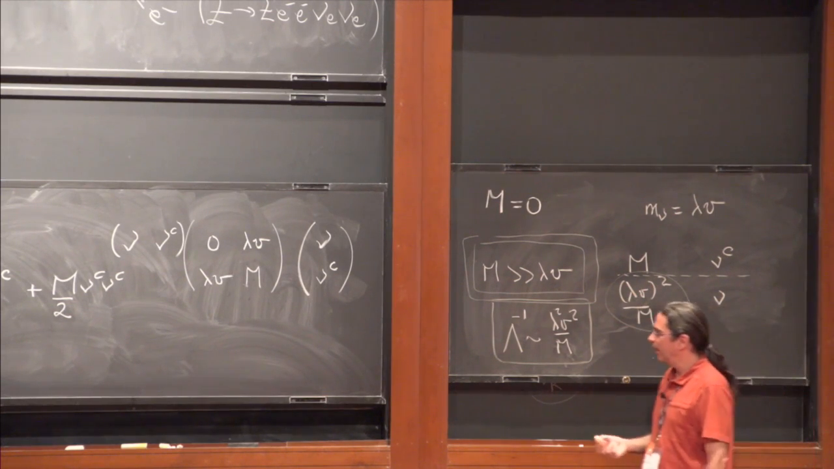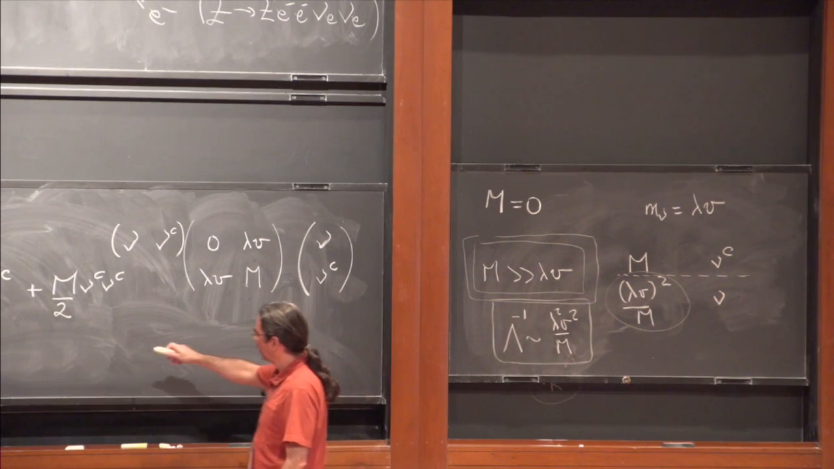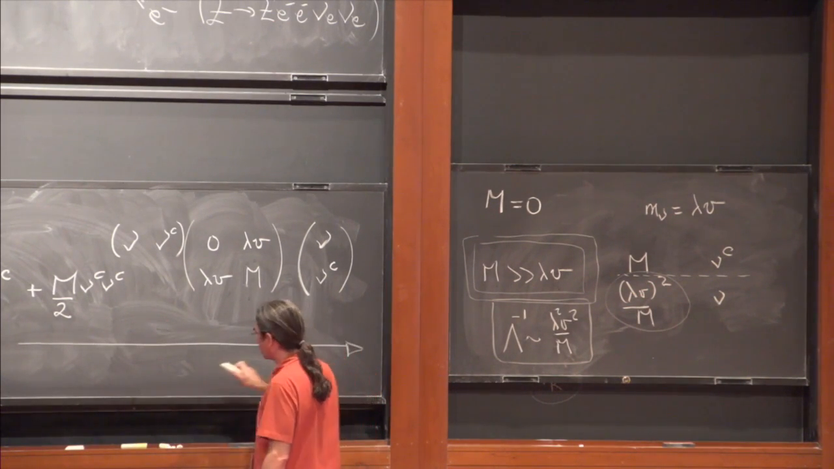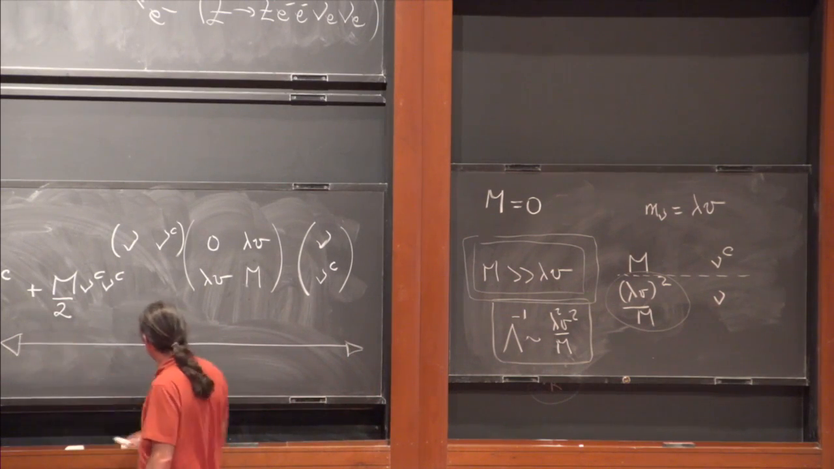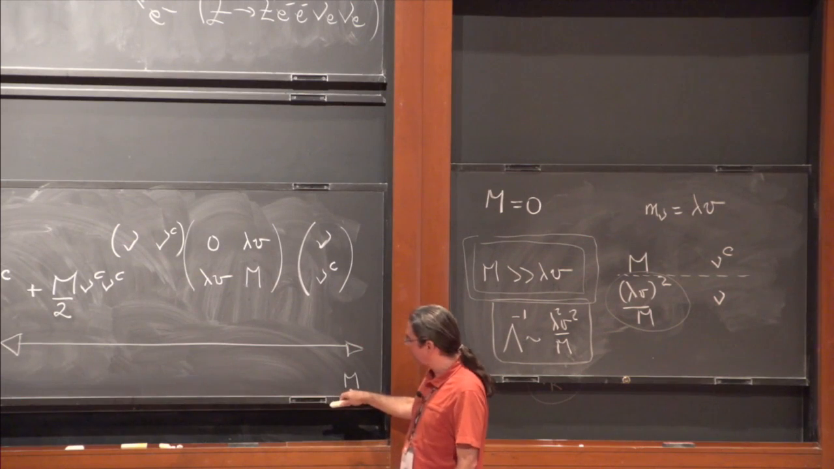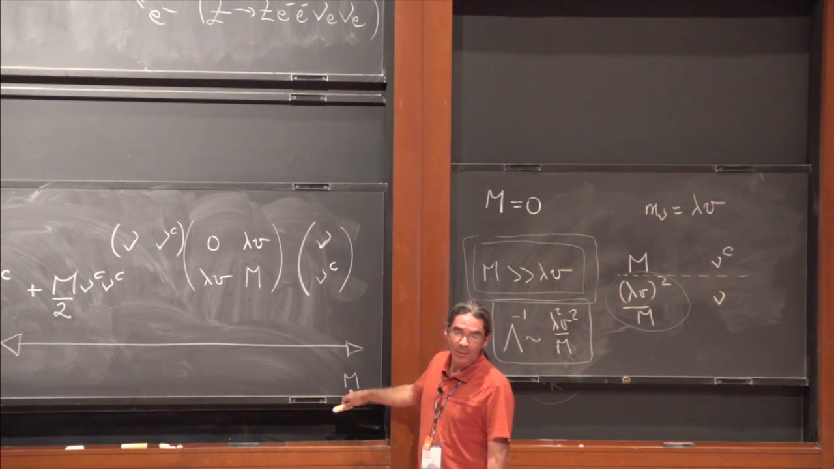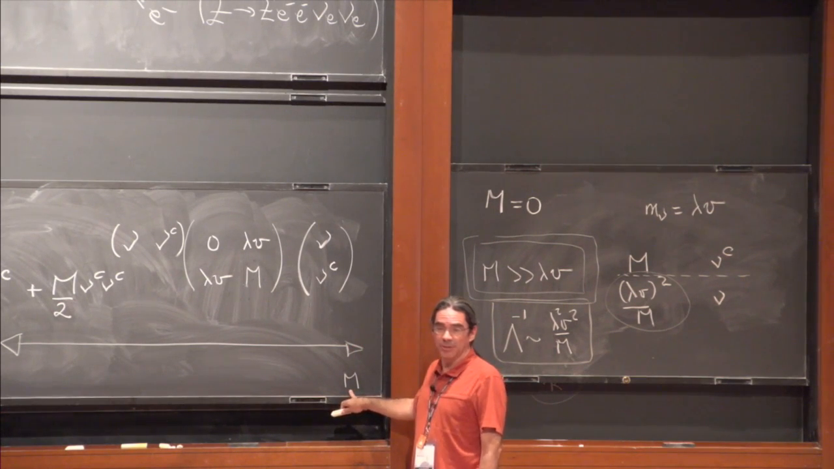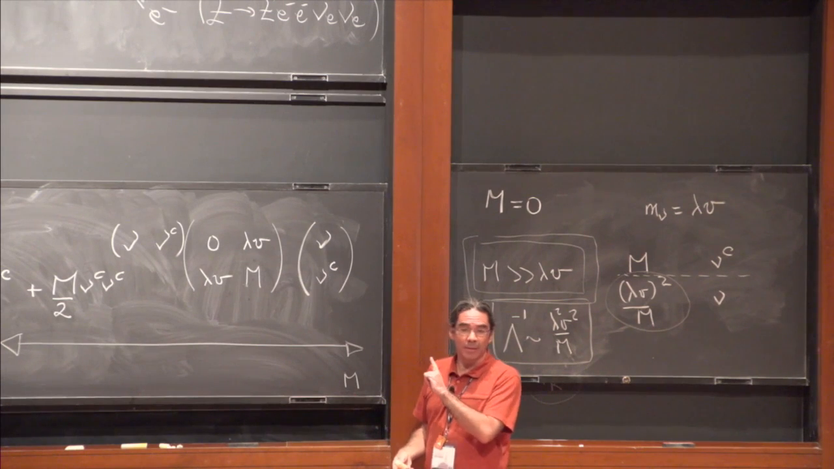And the answer is the following. If you make a plot, so I make a number line here, this is for m. And then you can ask yourself, for what value of capital M do I get the right neutrino masses, and I get a result that's consistent with all of observations that I've ever made to date? It turns out there's an upper bound.